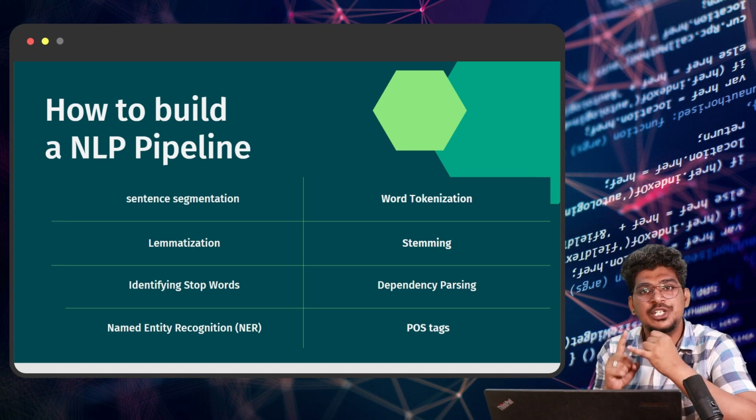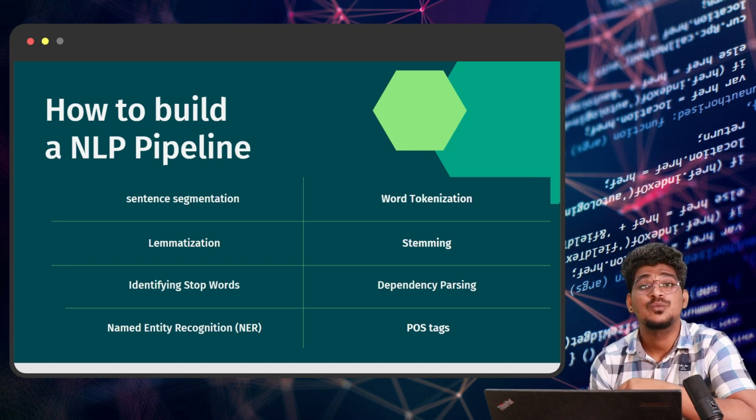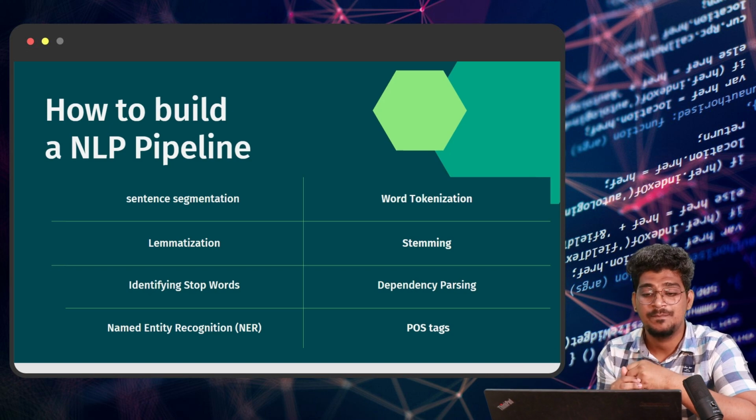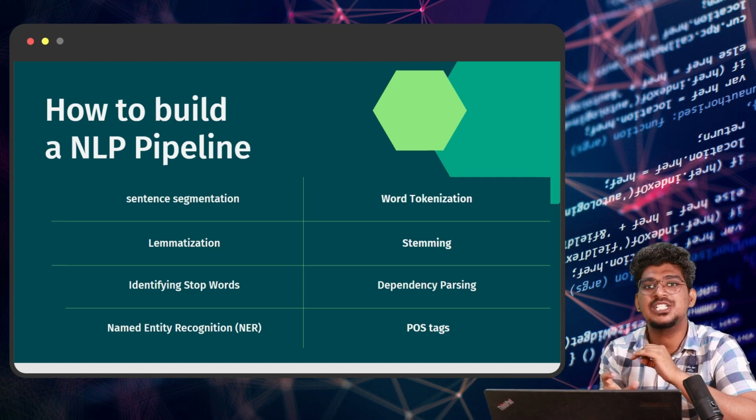First one, we need to split the paragraph into sentences. That is sentence segmentation. Second one, word tokenization. That means splitting the sentence into words. Then the third one, lemmatization. Lemmatization in the sense we need to find the best word based on the root words or basic roots. The same process applies for stemming and also lemmatization.